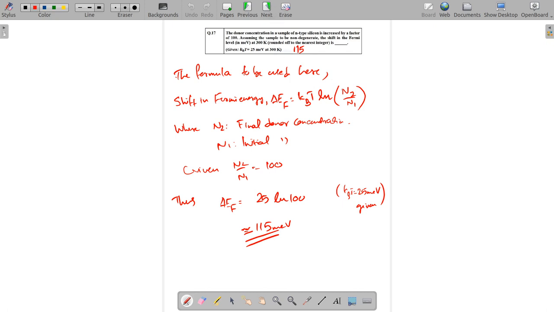I have actually attached the answer keys also. These are numerical questions. You can find them in the answer key.